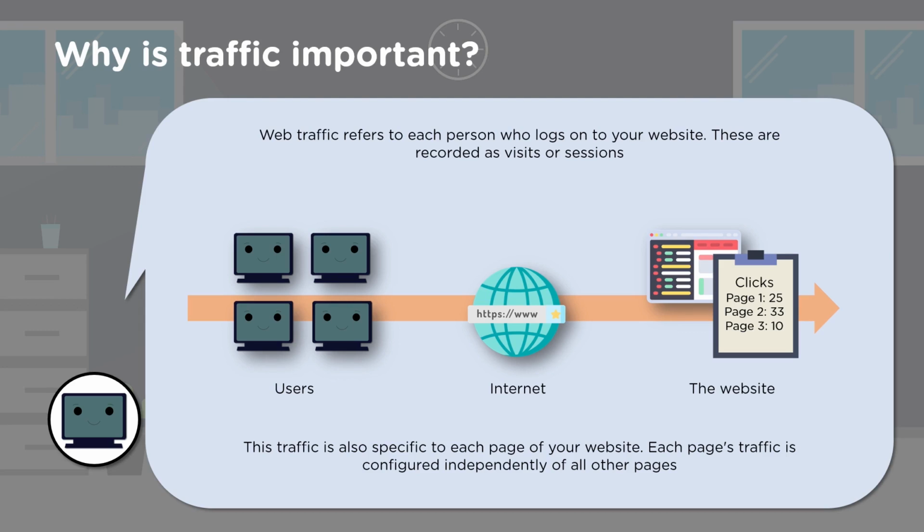Okay, so each page's traffic is configured independently of all the other pages. So when somebody goes to your website, they look at a page, that's a page view. And on certain pages of your website, you want to turn that page view into a conversion, whether that be looking at a video or purchasing something. So think of these pages on your website as salespeople. They're trying to convert visitors who come to your website. But first, we need to get the visitors to your website.